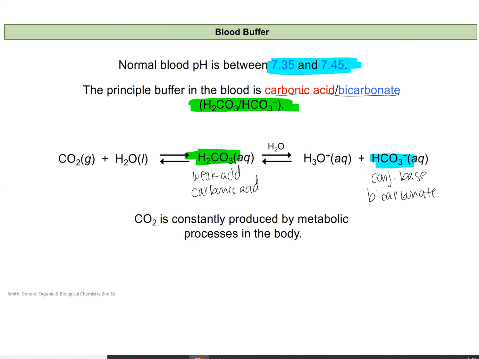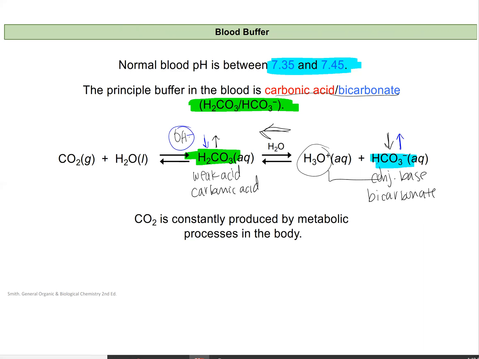And so within our body, there's an equilibrium between these two. If we increase the amount of acid in our blood as hydronium ion, it will react with our bicarbonate and shift this equilibrium so we produce more of our carbonic acid. And that neutralizes any addition of our acid. If instead a base was added, like hydroxide ion, then we would see it react with our carbonic acid and see a decrease there as we increase the amount of bicarbonate in our blood system.